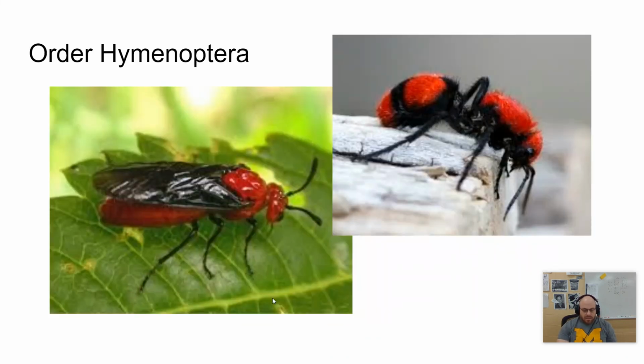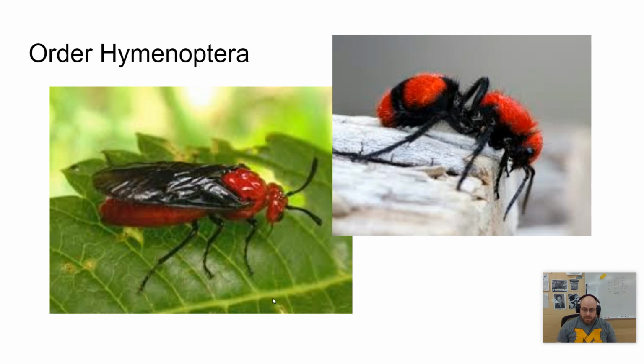And then lastly is Hymenoptera. These animals are like ants, bees, and wasps. Some Hymenoptera have no wings at all, like ants, and some species of wasp, like the velvet ant there on the right, which is actually not an ant, it's a wasp. We have those around here, and they are rough.